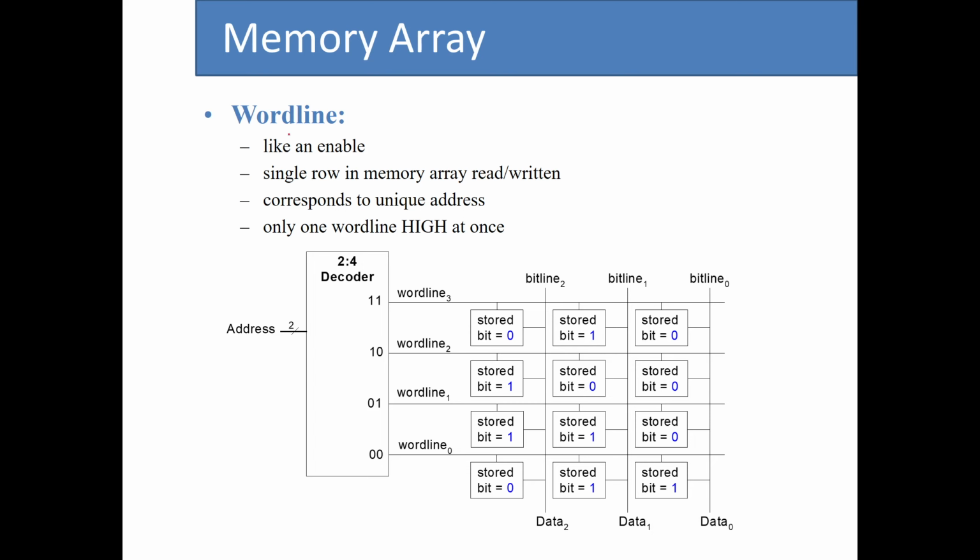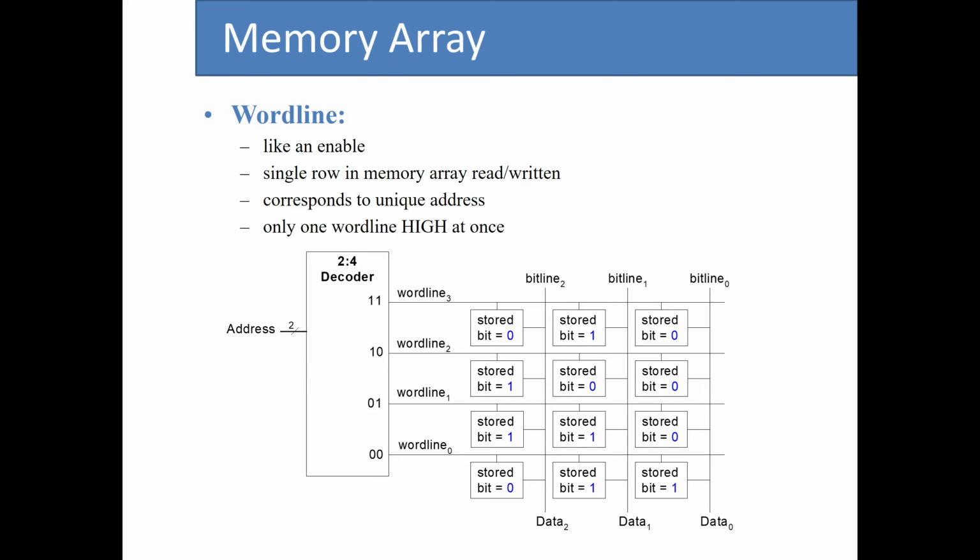As I said, word lines are used to address individual rows in the memory array. They act like an enable signal. Basically, a single row in the memory array will be selected to either be read or written to. Since at any given time only one row needs to be selected, that corresponds to a unique address. So each word in the memory has one unique address of its own, and only one word line is high at any given time.